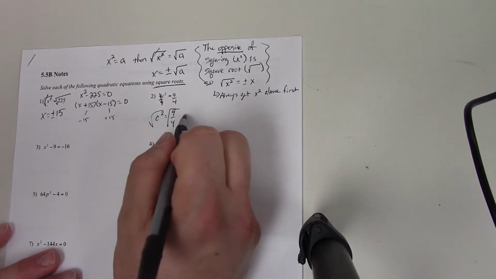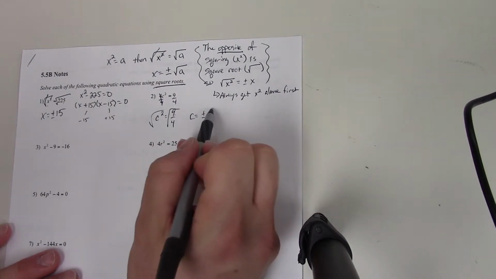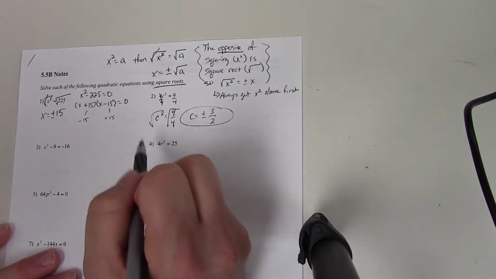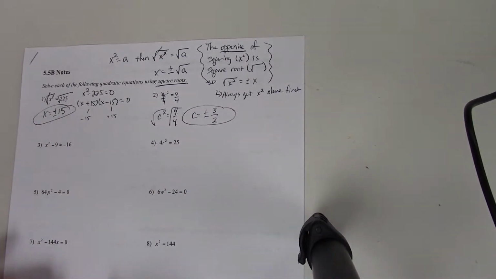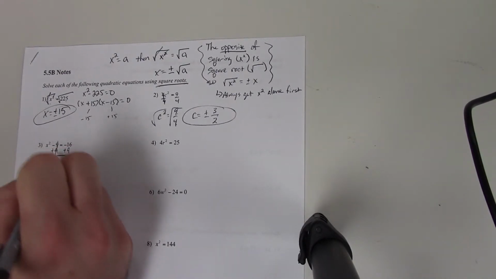Well, this becomes c equals plus or minus, again, because I took a square root. Square root of 9 is 3. Square root of 4 is 2. That's it. Okay. Moving along, if I look at number 3, and I add 9 to both sides, those cancel. X squared equals negative 7.